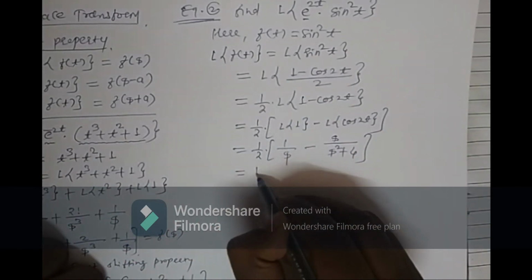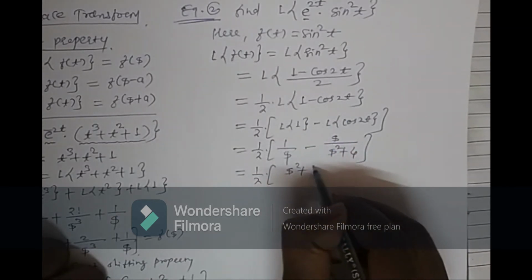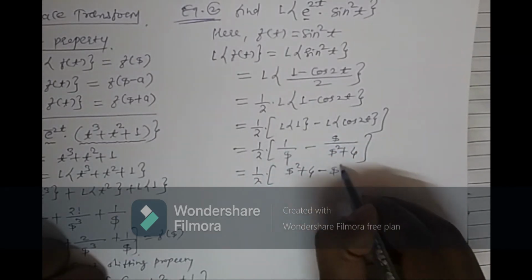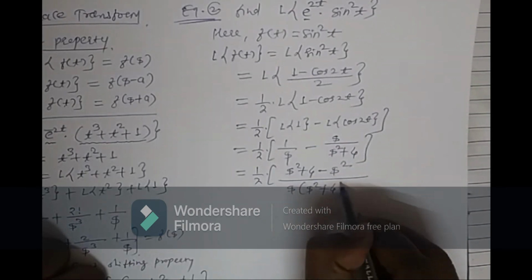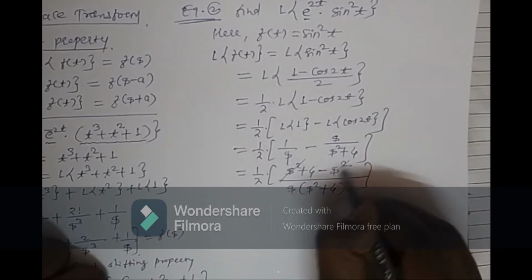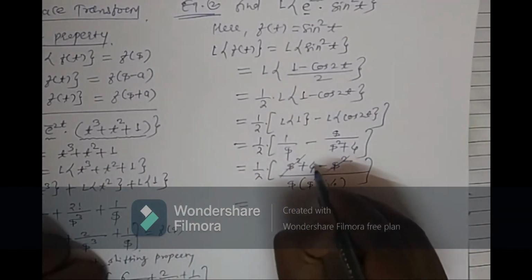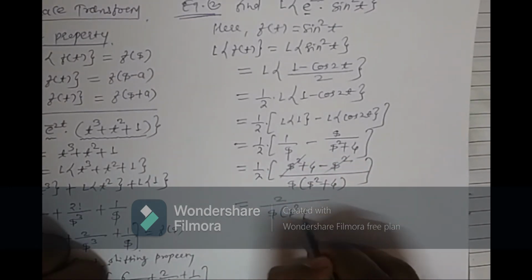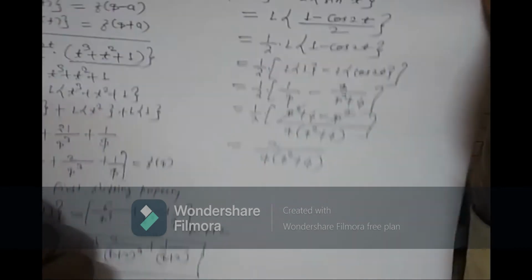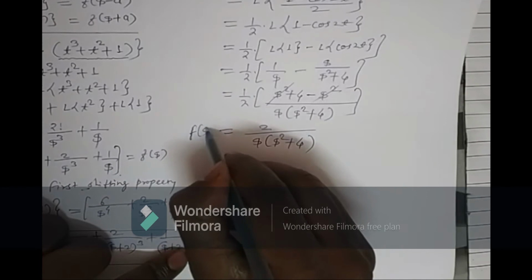Now that is equal to 1 upon 2 in bracket, do the cross multiplication. So s square plus 4 minus s into s, that is s square, divided by s in bracket s square plus 4 bracket close. So this s square gets cancelled, and what we get here is 4 upon 2, that will be again 2 upon s in bracket s square plus 4. Okay, so now this is the value of small f of s.